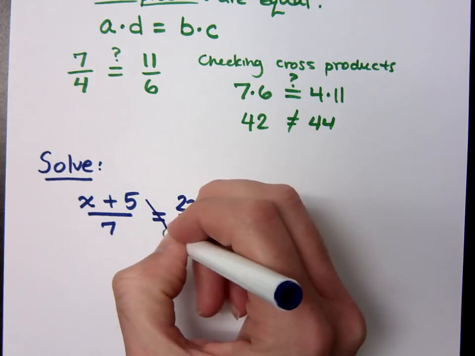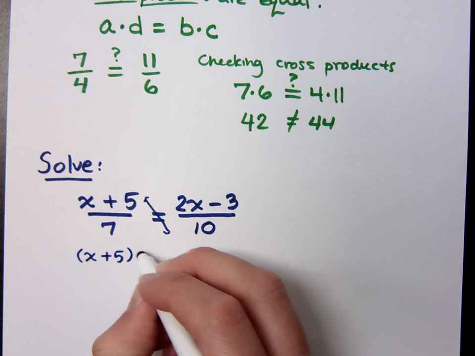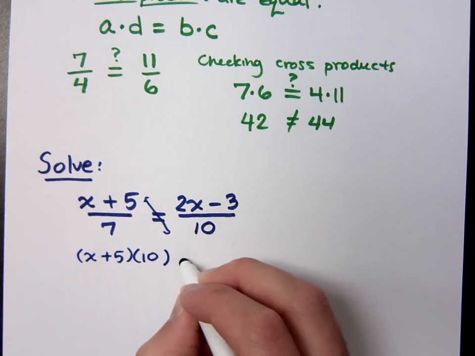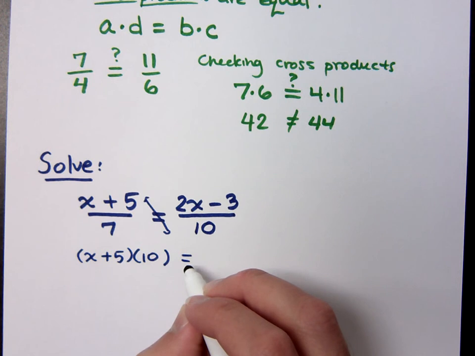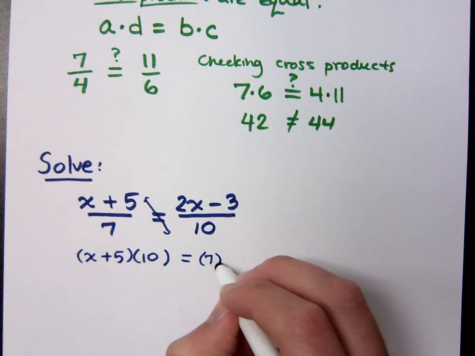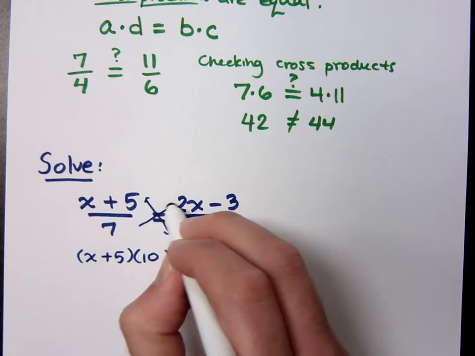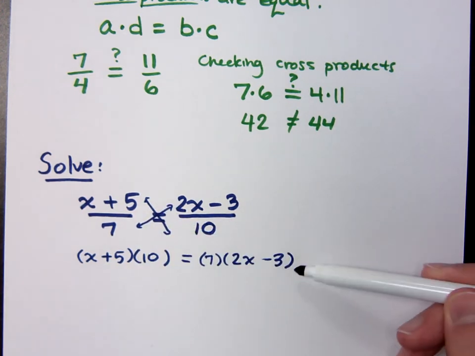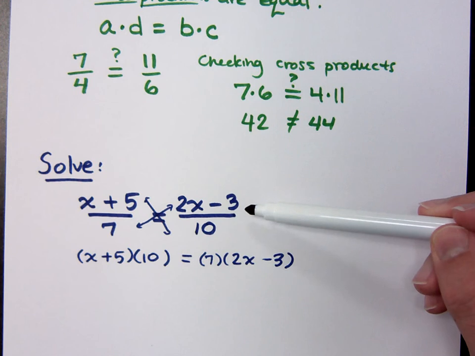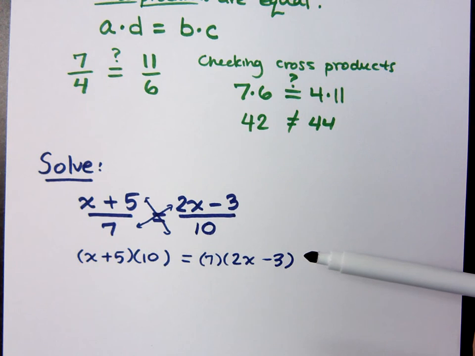So if I look at the product of x plus 5 times 10, that's supposed to equal what? Right, it's supposed to equal the other cross product, which is 7 times (2x minus 3). So now if you look at what we have here, there are no denominators. So we've gone from an equation that had fractions to one that doesn't have fractions. And you see this a lot of times. We take things that have issues and we rewrite them to be something that we're used to seeing.